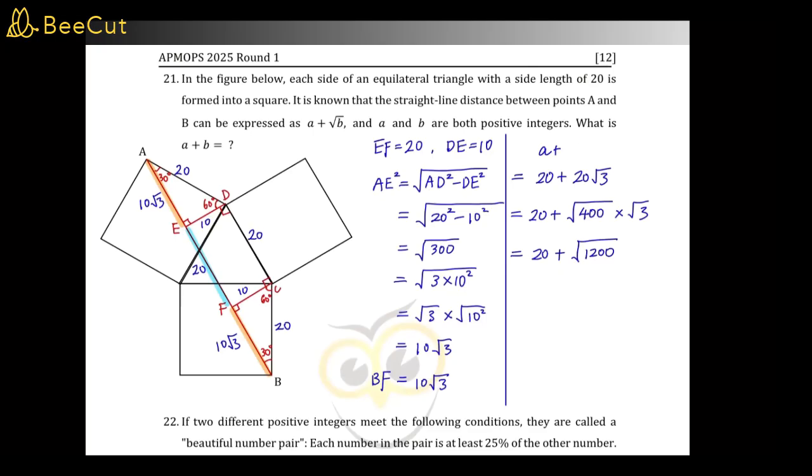Right, wait, this is A plus square root B. Okay. So which means that A equals 20, B equals 1200. So we add 20 and 1200 together. That's 1220.